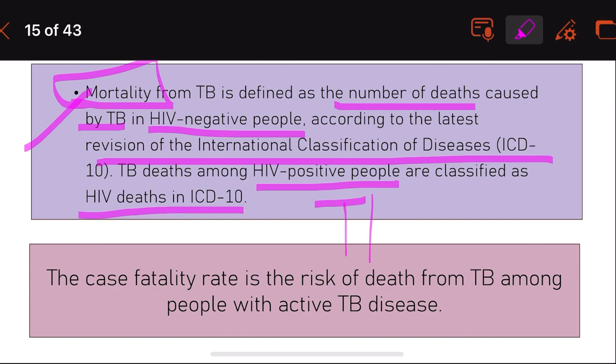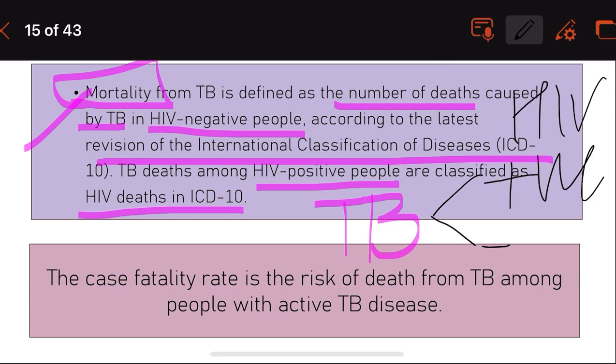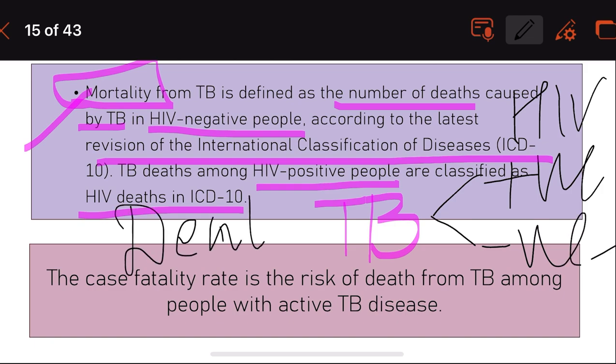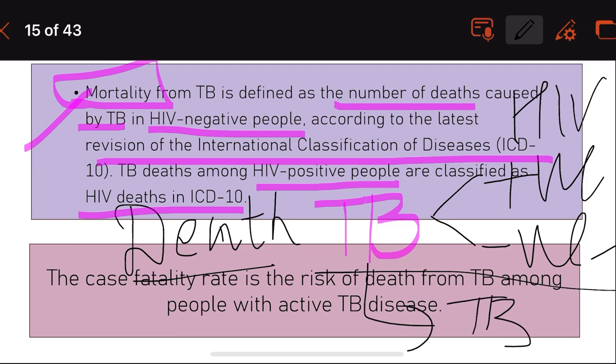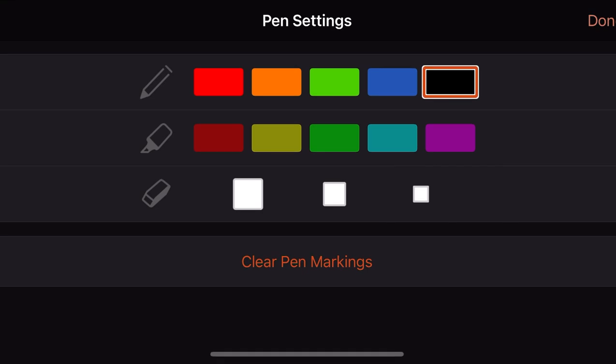So we see that a person suffering with TB could be HIV positive or HIV negative, and the patient dies. So now how do we classify it? A patient died, he had TB and was HIV negative: classified as mortality from TB. A patient died from TB and was also HIV positive: he is classified as an HIV death in ICD-10.